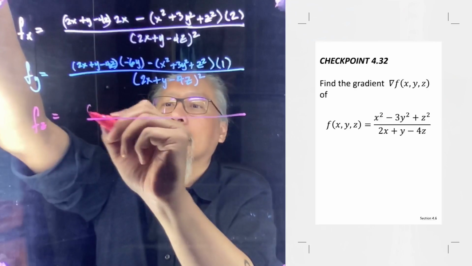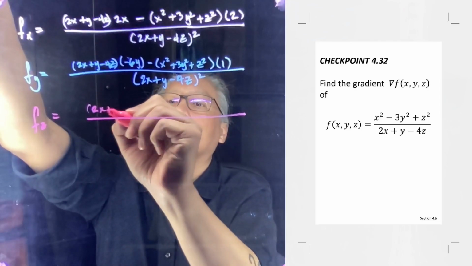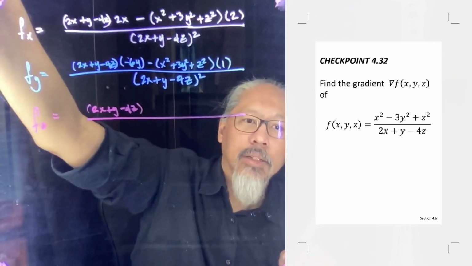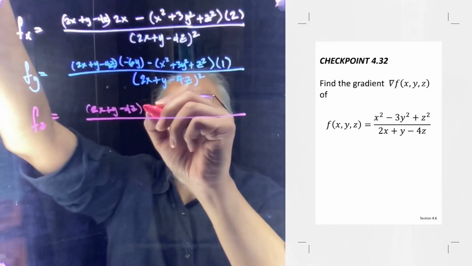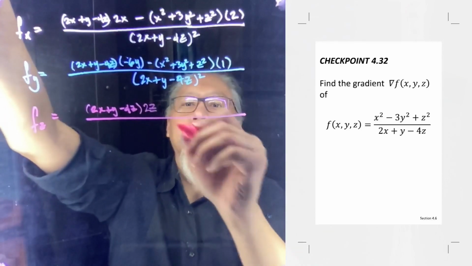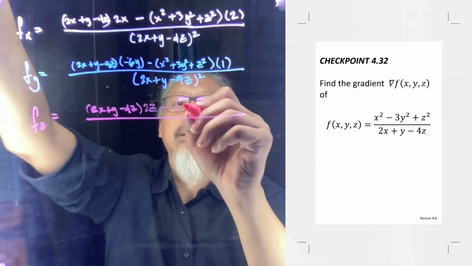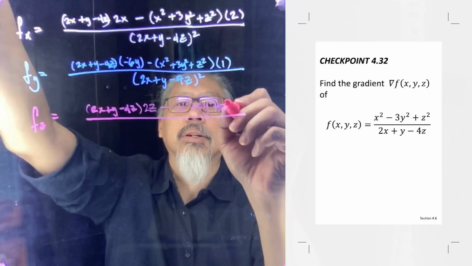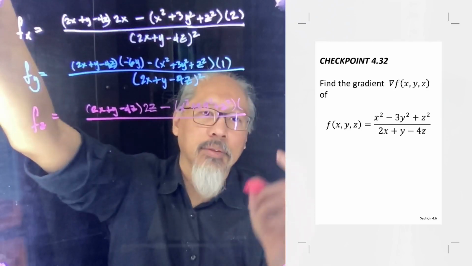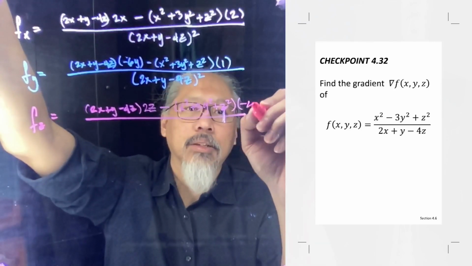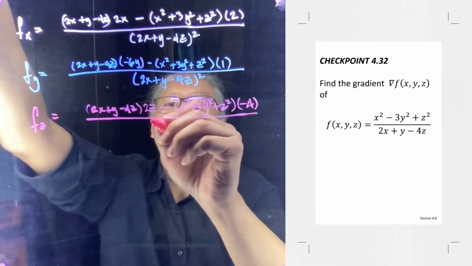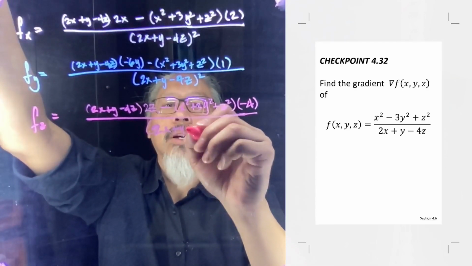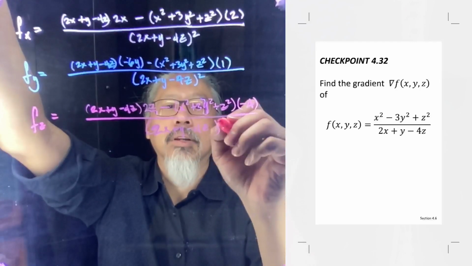Again, we'll take the low, 2x plus y minus 4z. We'll take the derivative of the numerator with respect to z. We get a 2z, minus high, x squared plus 3y squared plus z squared, d low. The derivative of the denominator with respect to z is negative 4, all over 2x plus y minus 4z, the whole thing quantity squared.